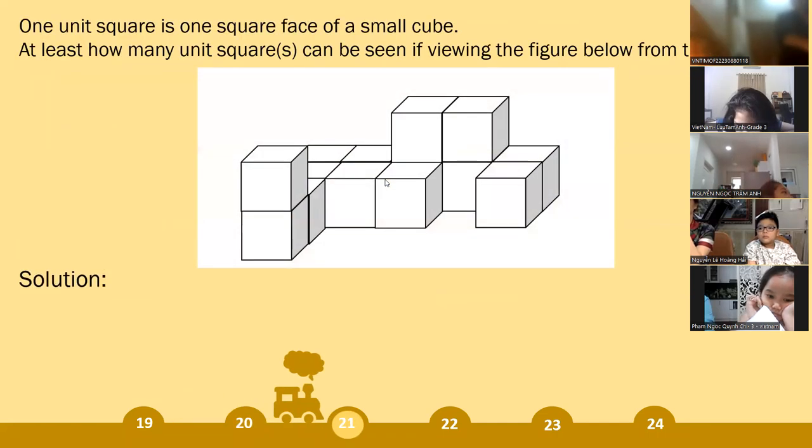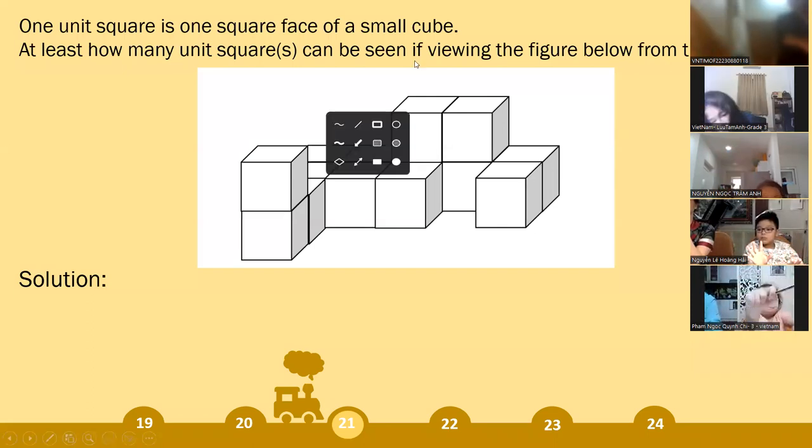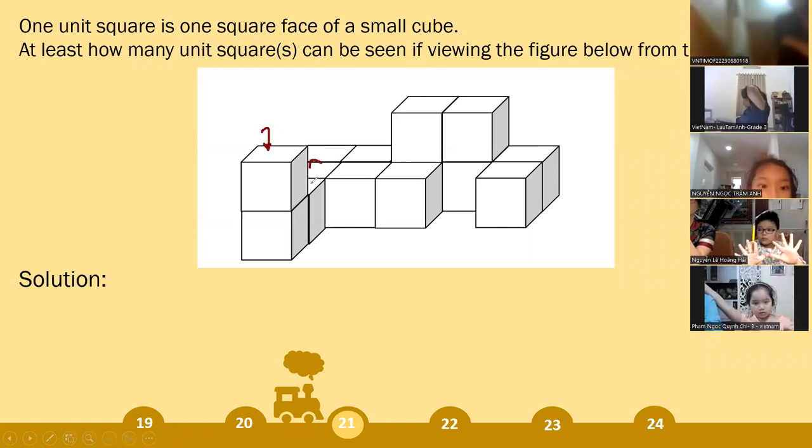Okay, number 21. One unit square is one square face of a small cube. At least how many unit squares can be seen if viewing the figure below from the top? So you have 1, 2.